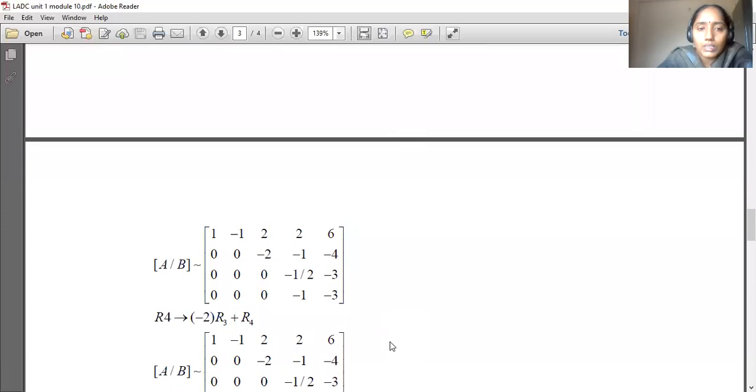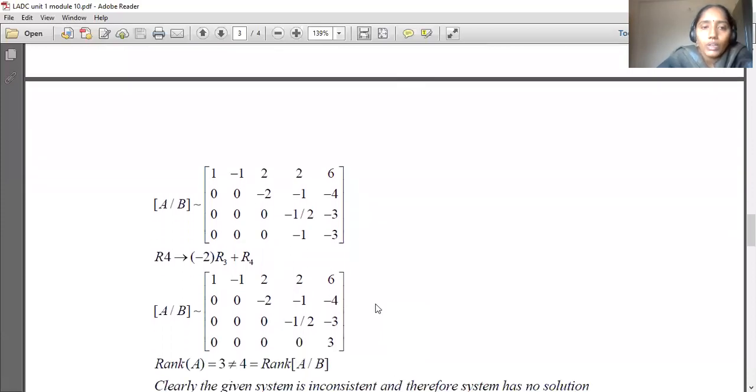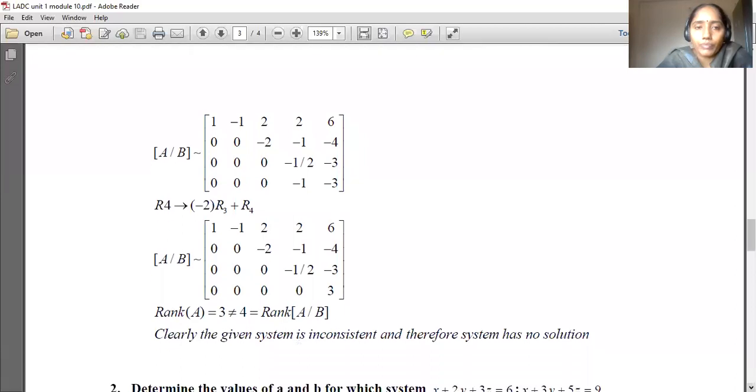Now it is like this. Now coming to the third row. In the third row, this is our pivot element. Using this pivot element, convert this element to 0. Because this is a fraction, if you want, you can multiply this by 2. Then it becomes an integer. Then it is easy to do the simplifications. Or you can directly find it, no problem.